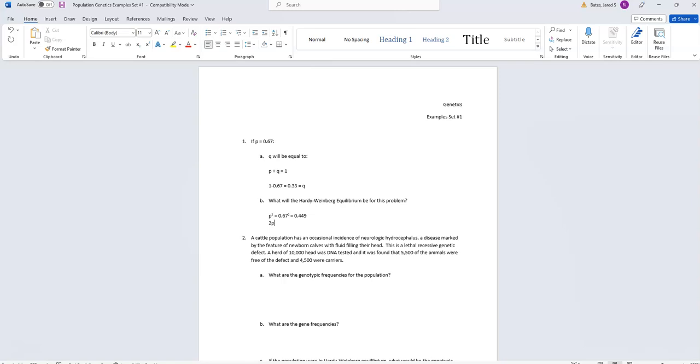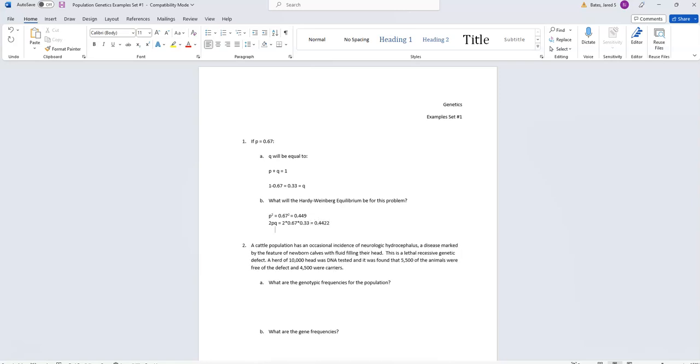My 2pq is going to equal 2 times 0.67 times 0.33, which equals 0.4422. And then my q squared will be 0.33 squared, and that will be 0.1089. So that term is squared, and that's what I'm looking for on part B.